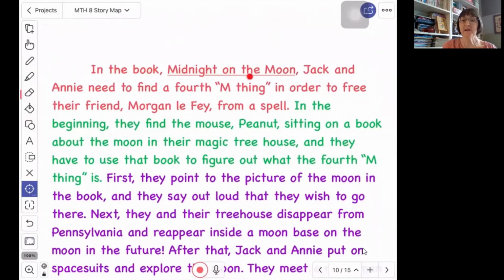In the book, Midnight on the Moon, Jack and Annie need to find a fourth M thing in order to free their friend Morgan Le Fay from a spell. In the beginning, they find the mouse Peanut sitting on a book about the moon in their magic treehouse, and they have to use that book to figure out what the fourth M thing is. First, they point to the picture of the moon in the book, and they say out loud that they wish to go there. Next, they and their treehouse disappear from Pennsylvania and reappear inside a moon base on the moon in the future.